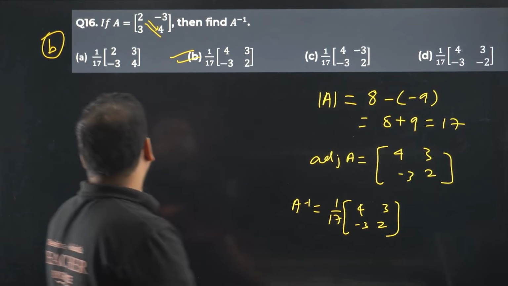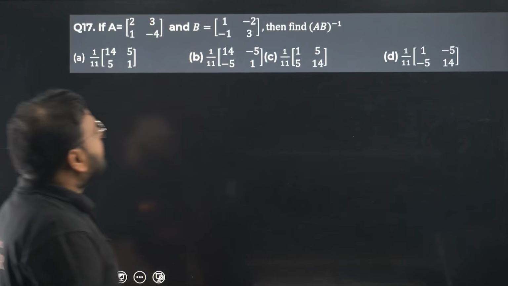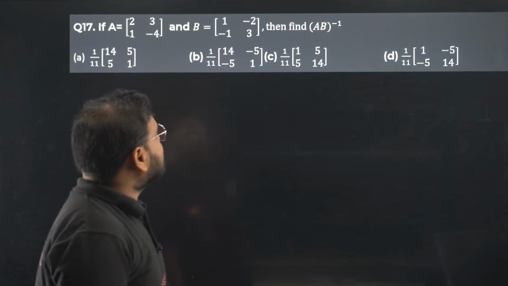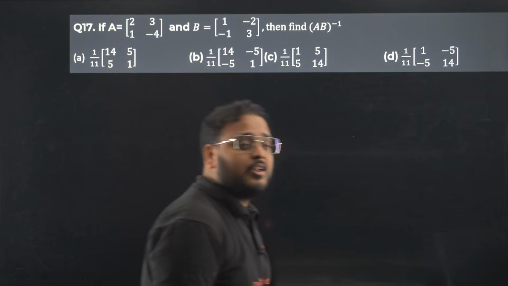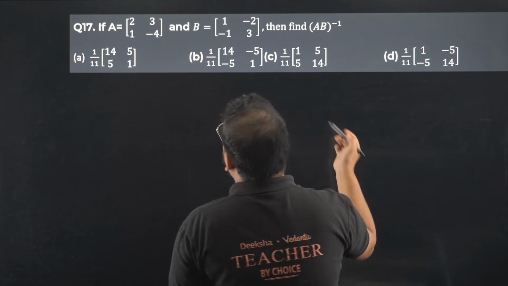Yes, 16 is done. Question number 17 now. A is given, B is given. Find the value of AB inverse. How do you solve it?